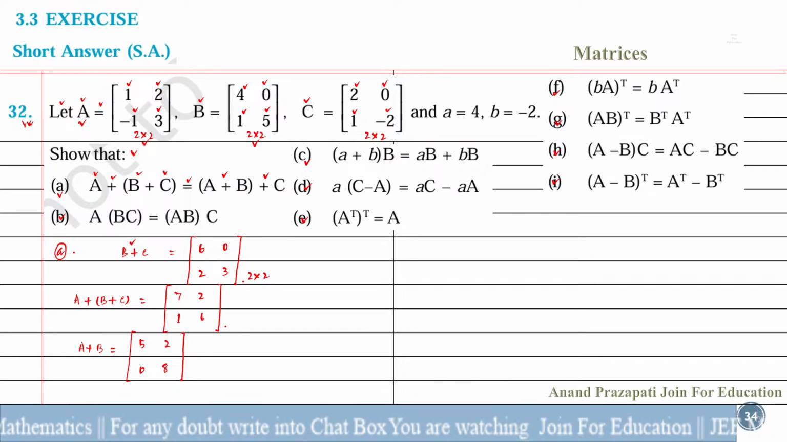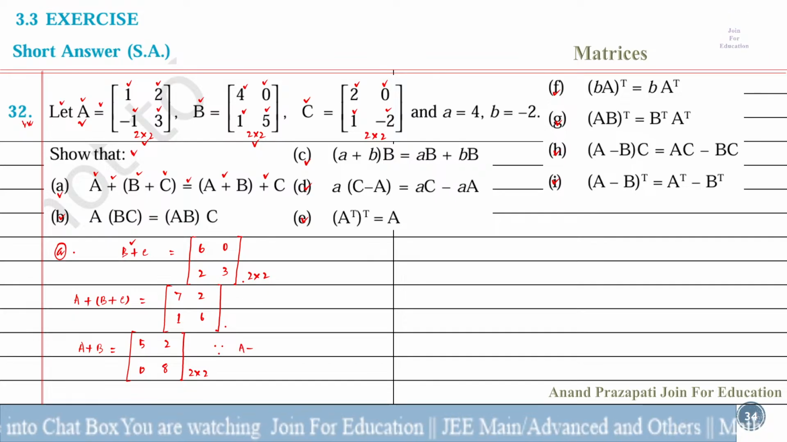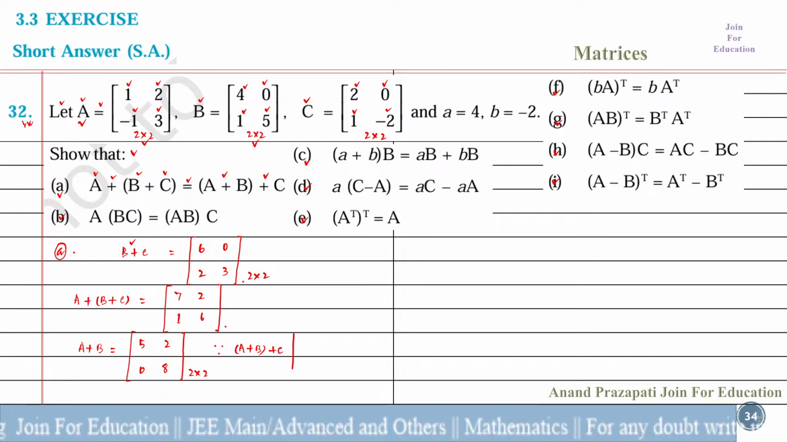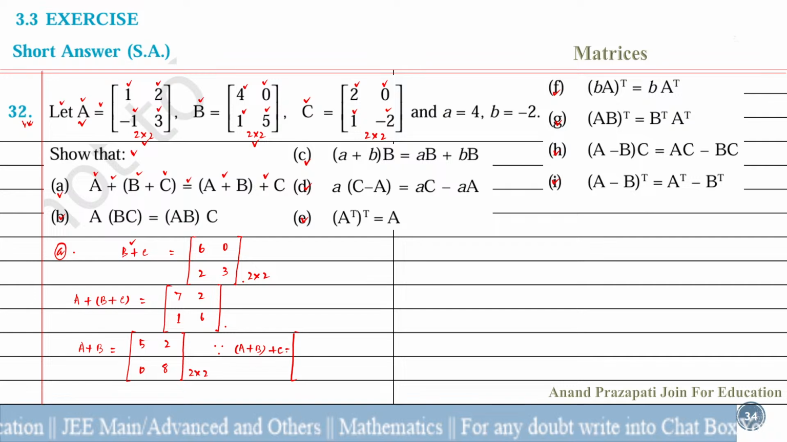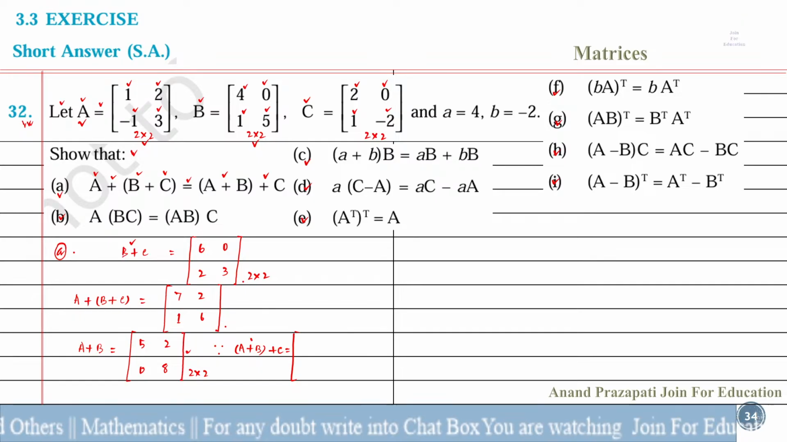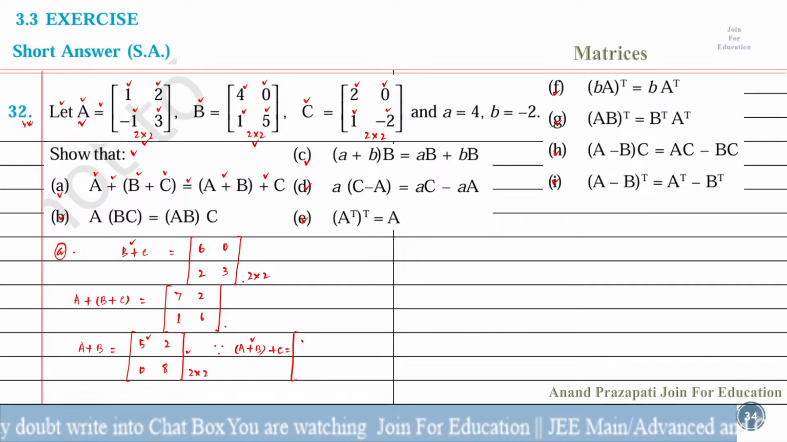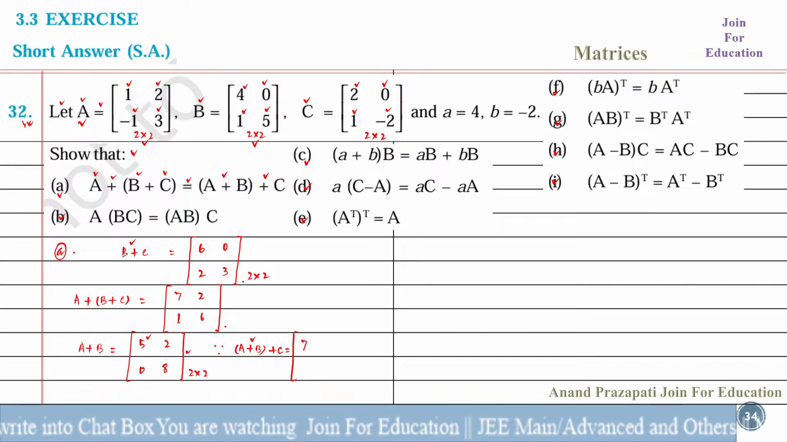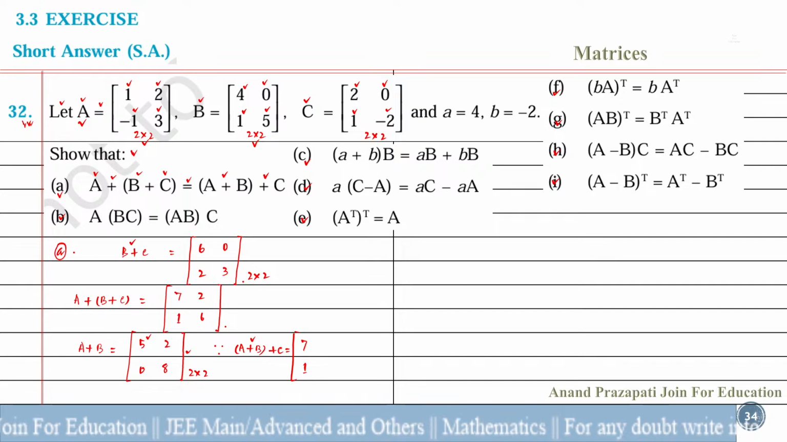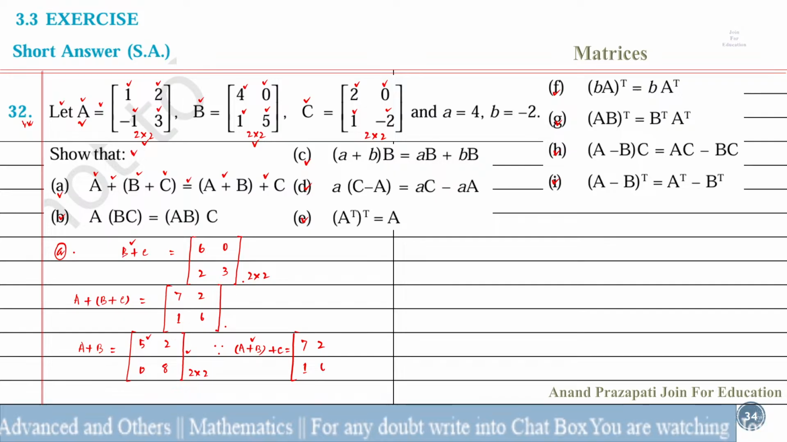Order of A plus B is 2 by 2. Therefore (A plus B) plus C equal to, order of C is 2 by 2 and order of A plus B is 2 by 2. Therefore (A plus B) plus C is confirmed for addition. Therefore 5 plus 2 equal to 7, 0 plus 1 equal to 1, 2 plus 0 equal to 2 and 8 plus minus 2 equal to 6.